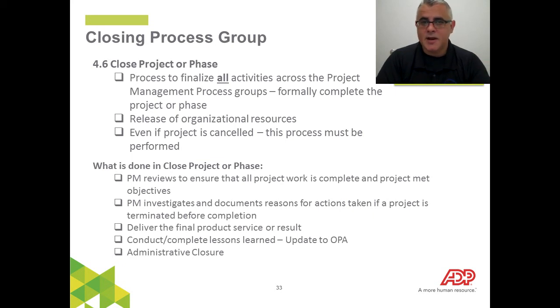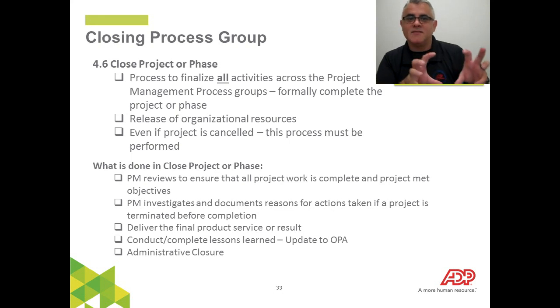There's administrative closure, which is closing out activities, closing or transferring the service or result over to someone, administrative closeout activities where you get everyone together and you do a post-mortem or you gather lessons learned. And also when you finally tell the team, thank you very much, you're released, and now you can go on to your next project. So those are administrative types of closures.